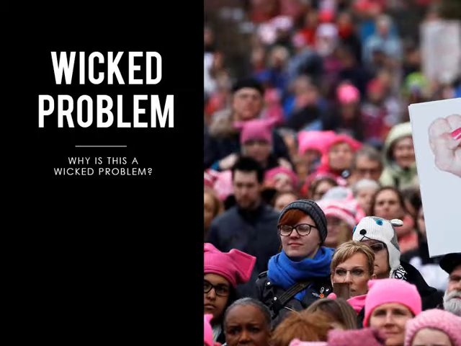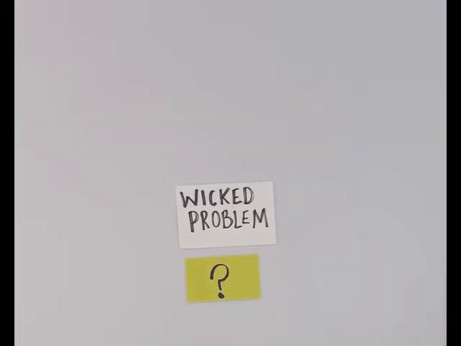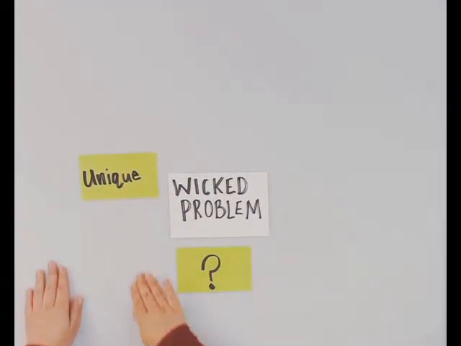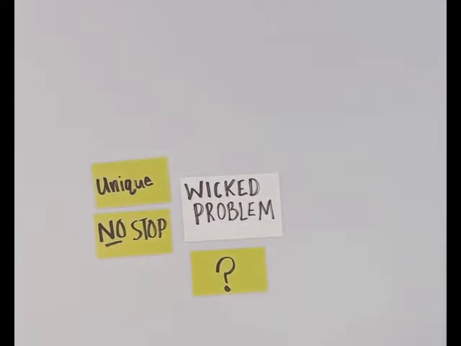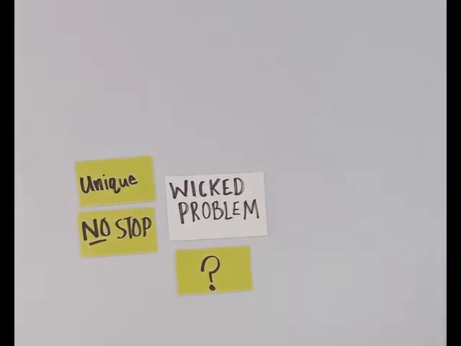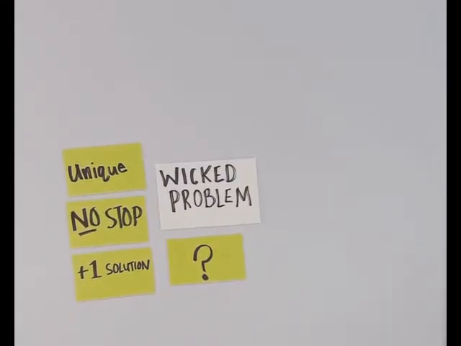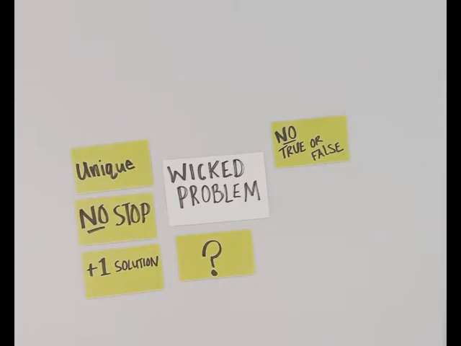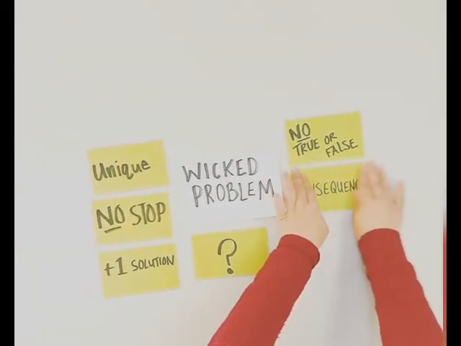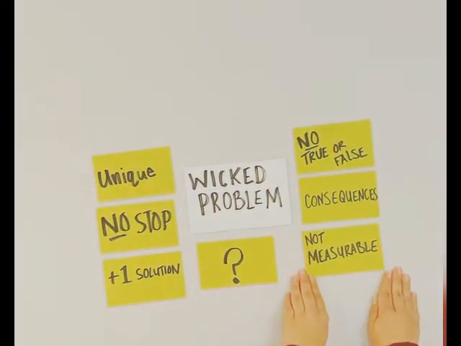It is important to understand this is a wicked problem, and the approach we select will define the problem itself. So why is this a wicked problem? First, it is a unique situation in which different stakeholders are affected. Second, there is a no-stop rule, meaning we cannot stop trying to solve it, which is why it has more than one solution. There are no true or false solutions. We can only make it better or worse, which is why the consequences of the solutions require more responsibility. And given the problem and stakeholders' complexity, they are not measurable.